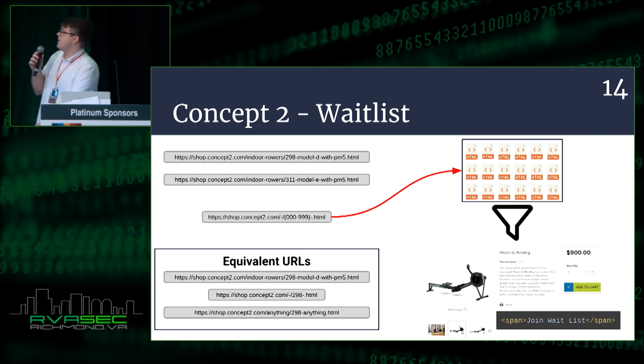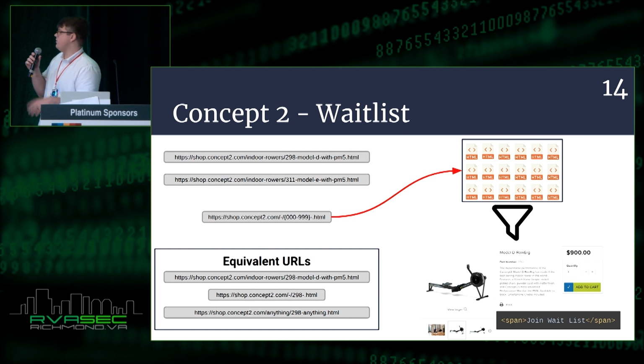And they also had a Model D rower at the time. So the first path element is the same for that one, indoor rowers, 311, and then Model E with PM5 dot HTML. And as I'm editing the URLs, I notice that these reduce down and are kind of flimsy. So the only important part is actually the 3 numbers.